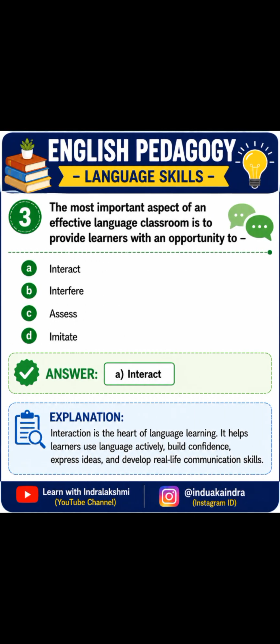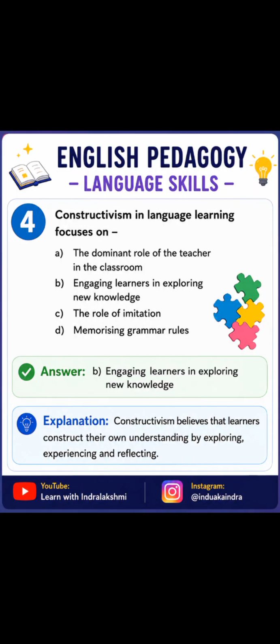Moving on to the third question, the most important aspect of an effective language classroom is to provide learners with an opportunity to interact, interfere, assess, imitate. If you see, students should be made to interact. Interaction is the heart of language learning. It actually helps the learners use language actively, build confidence, express ideas, and develop real life communication skills.